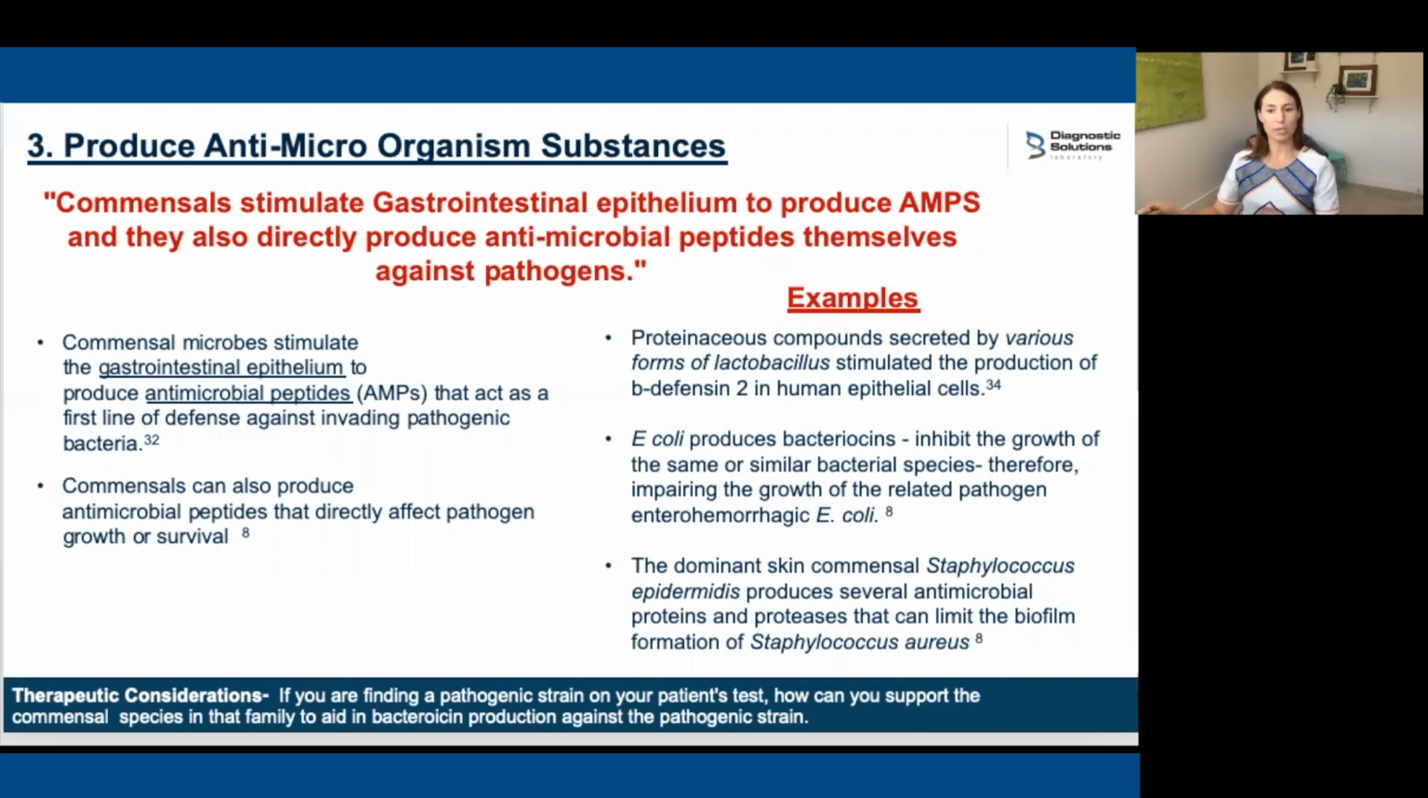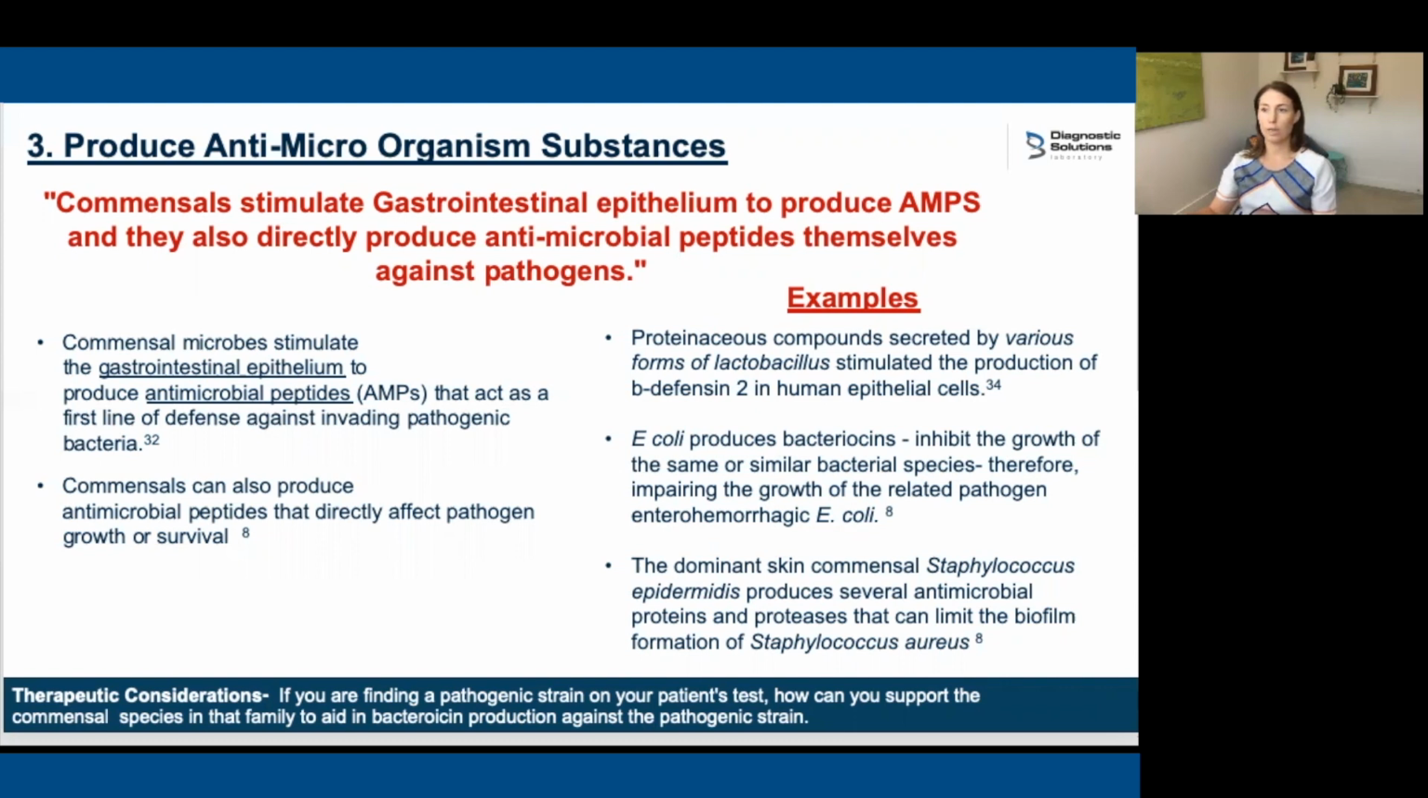If you're finding a pathogenic strain on your patient's test, and this can be found with our GI MAP, so we've got the pathogenic E. coli on page 1, and then we've got the Escherichia on page 2 under the normal bacterial flora. If the pathogenic strain is present, how can we build up that commensal species that's in the same family to help produce those bactericidins against the pathogenic strain? Really cool and really interesting considerations for your treatment plan.